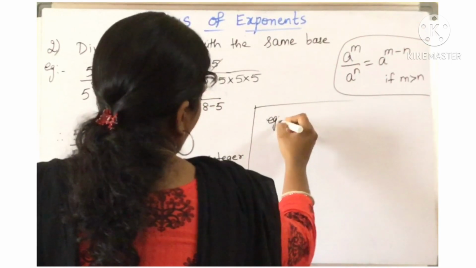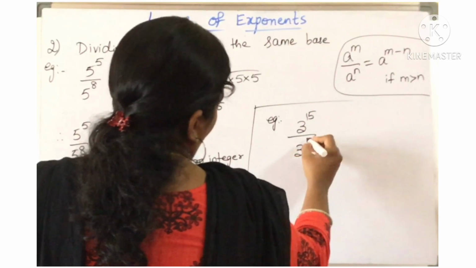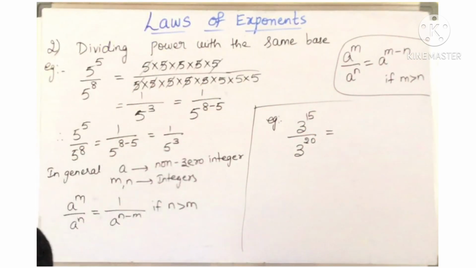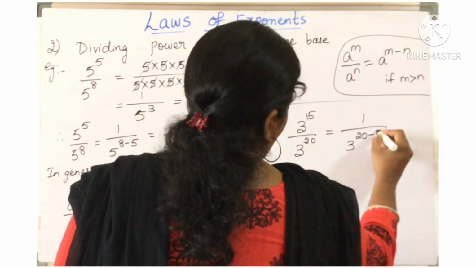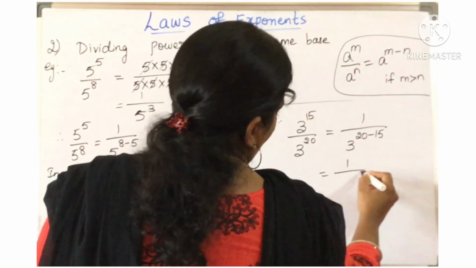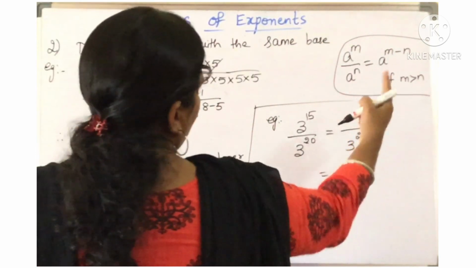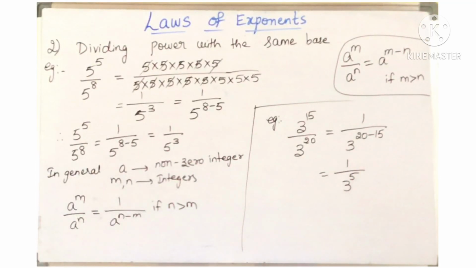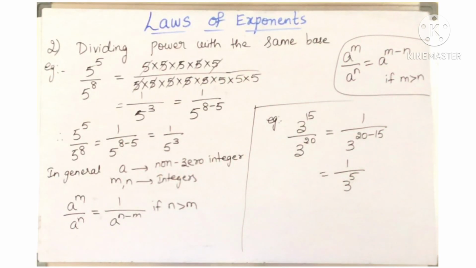Example, we will take one more. 3 to the power of 15 by 3 to the power of 20. So here the numerator power is 15, the denominator power is 20. So what is the answer here? 1 by 3 to the power of 20 minus 15. That is nothing but 1 by 3 to the power of 5. This formula is applicable only when n is greater than m. So you have two laws, children. Dividing power with the same base. One condition is if m is greater than n, and another condition is if n is greater than m.